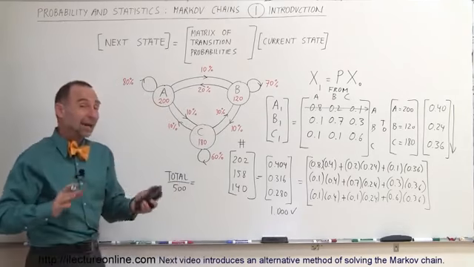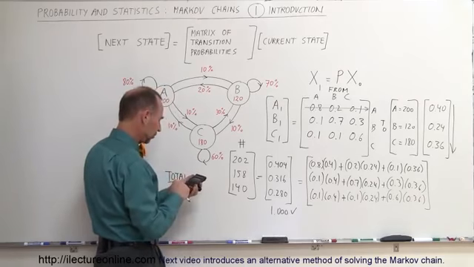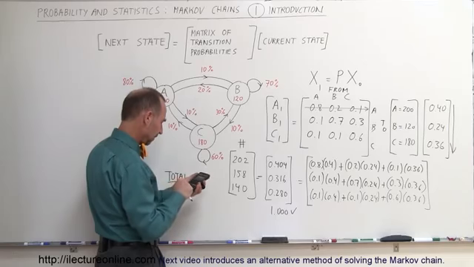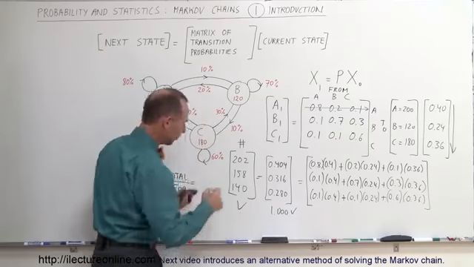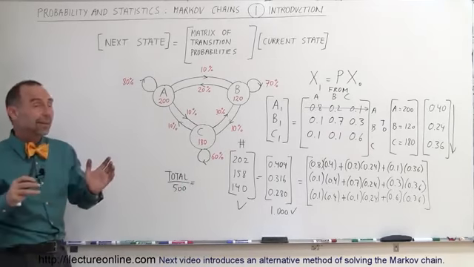And again, when I add them all up, they better add up to 500. So now if I add this up, I get 202 plus 158 plus 140, I get 500, so definitely that checks as well. So that's how we use Markov chains, at least the beginning of it.